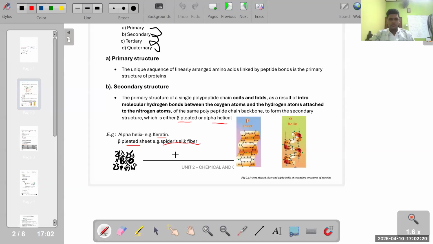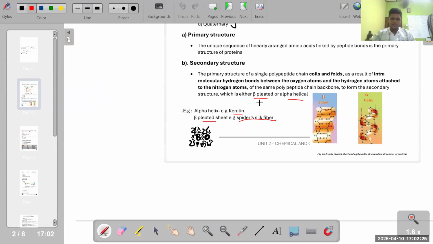That part not clear means what do you mean? You mean what is alpha helical and beta pleated? You are not clear with that part. Now, sir, no, sir, the next one. Next one means the tertiary part. Yes. Okay. So this is fine, right? Primary structure, secondary structure, this is fine, right? You have any doubts? No. Okay. Then let's go to the tertiary part.